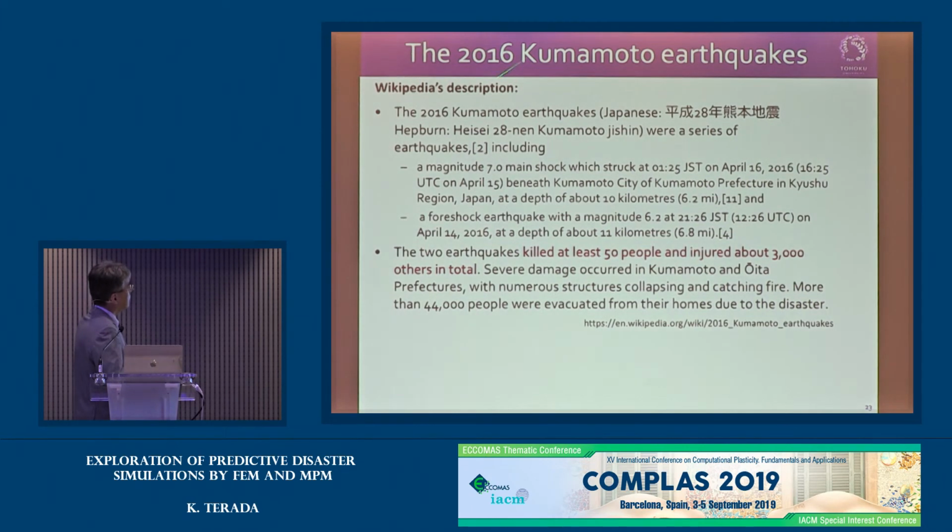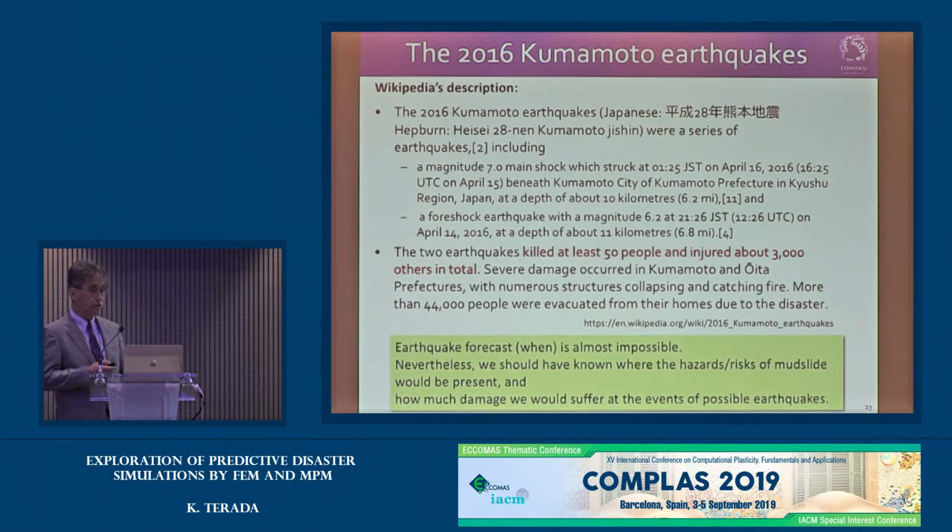This is Kumamoto. The 2016 Kumamoto earthquakes killed at least 15 people and injured about 3,000 others in total. We should have predicted this kind of disaster to reduce the number of victims, but we couldn't. Okay, so maybe you know that earthquake forecast is almost impossible. Nevertheless, we should have known where the hazard or risks of mudslide would be present at the time, and also we should have known how much damage we would suffer in the event of a possible earthquake.